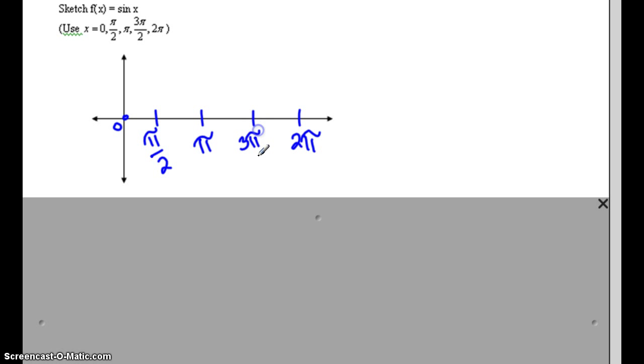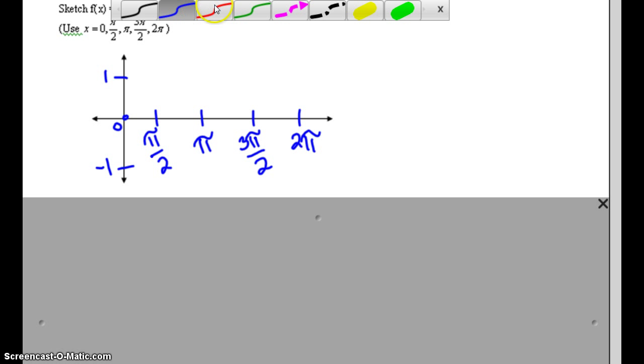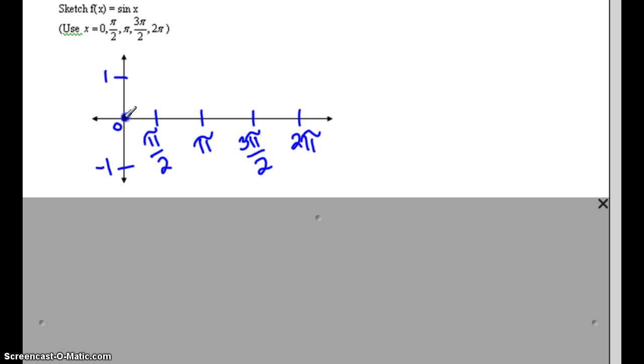On the y-axis, of course, we know that sine is going to go up to positive 1 and drop down to negative 1. So go ahead and label as best you can. And I will use black. Remember that sine starts at 0, 0. At pi over 2, sine is 1. At pi, sine is 0. At 3 pi over 2, sine is negative 1. And then at 2 pi, sine is 0 again.